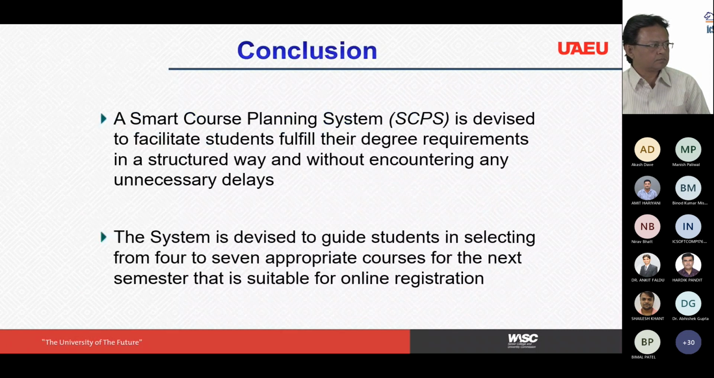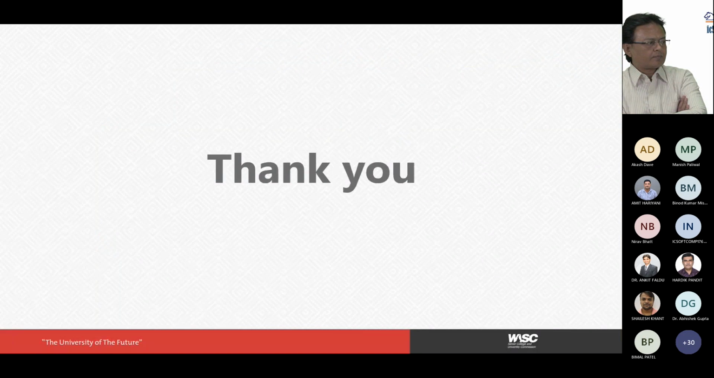Okay, here it is. A smart course planning system is devised to help students fulfill their requirements in a structured way and without encountering any unnecessary delays. The system is devised to guide students in selecting from 4 to 7 appropriate courses for the next semester that are suitable for online registration. This is done quite ahead of time, and then when they go for registration, they can see the whole structure in front of them. Okay, thank you very much.